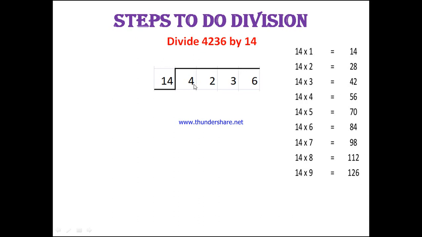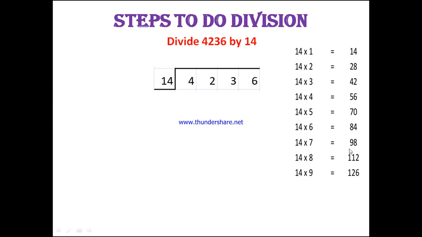So now we take the first digit 4. Check whether 4 is in this product column. Is 4 here? No. Even a number just smaller than 4 will not be available, because the starting number itself is 14. So 4 will not be available in the product column, so 4 cannot be divided by 14. Then let's take the 2-digit number 42.